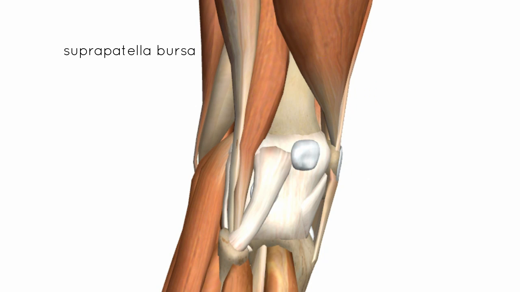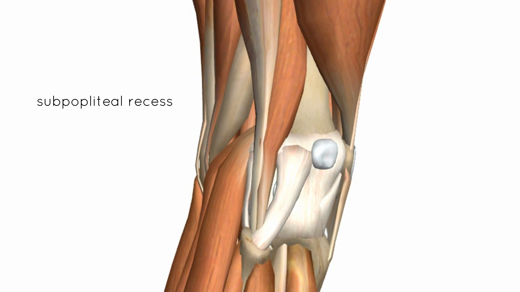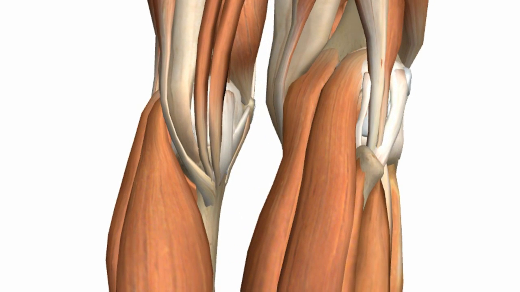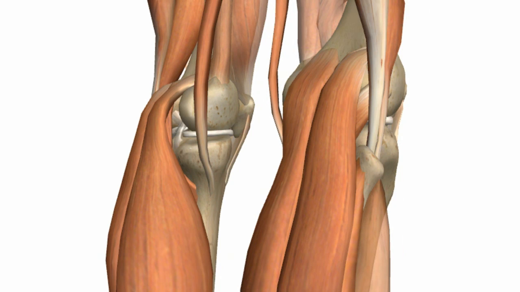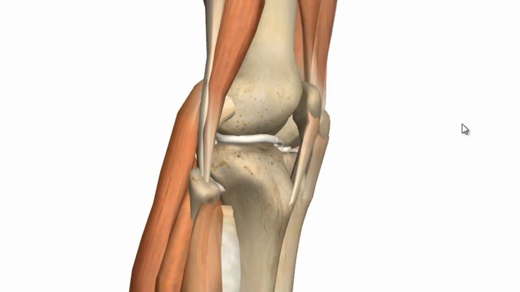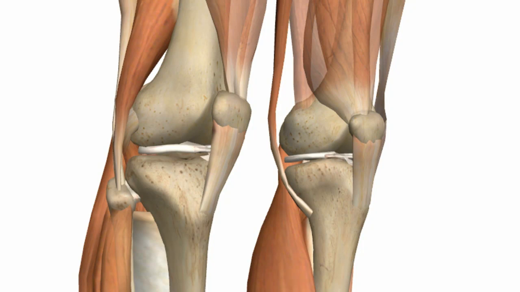It also folds to form the subpopliteal recess. This fold lies between the popliteus tendon and the lateral meniscus. So if I just fade away the muscles, we might be able to see. Okay, so you can see this muscle here. This is the popliteus muscle, and if I rotate it around, you can see the lateral meniscus here. So this bursa sits under the popliteus tendon, between the lateral meniscus.